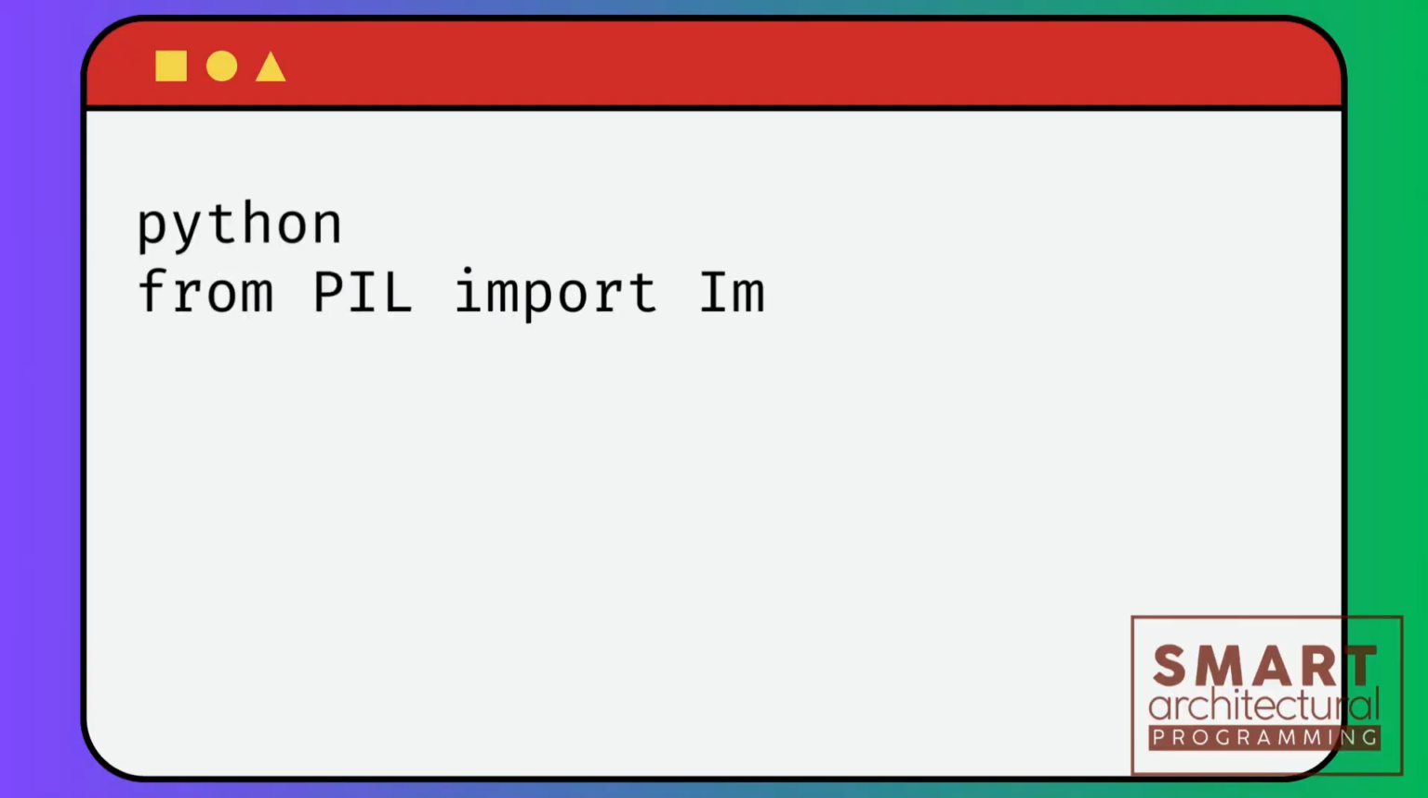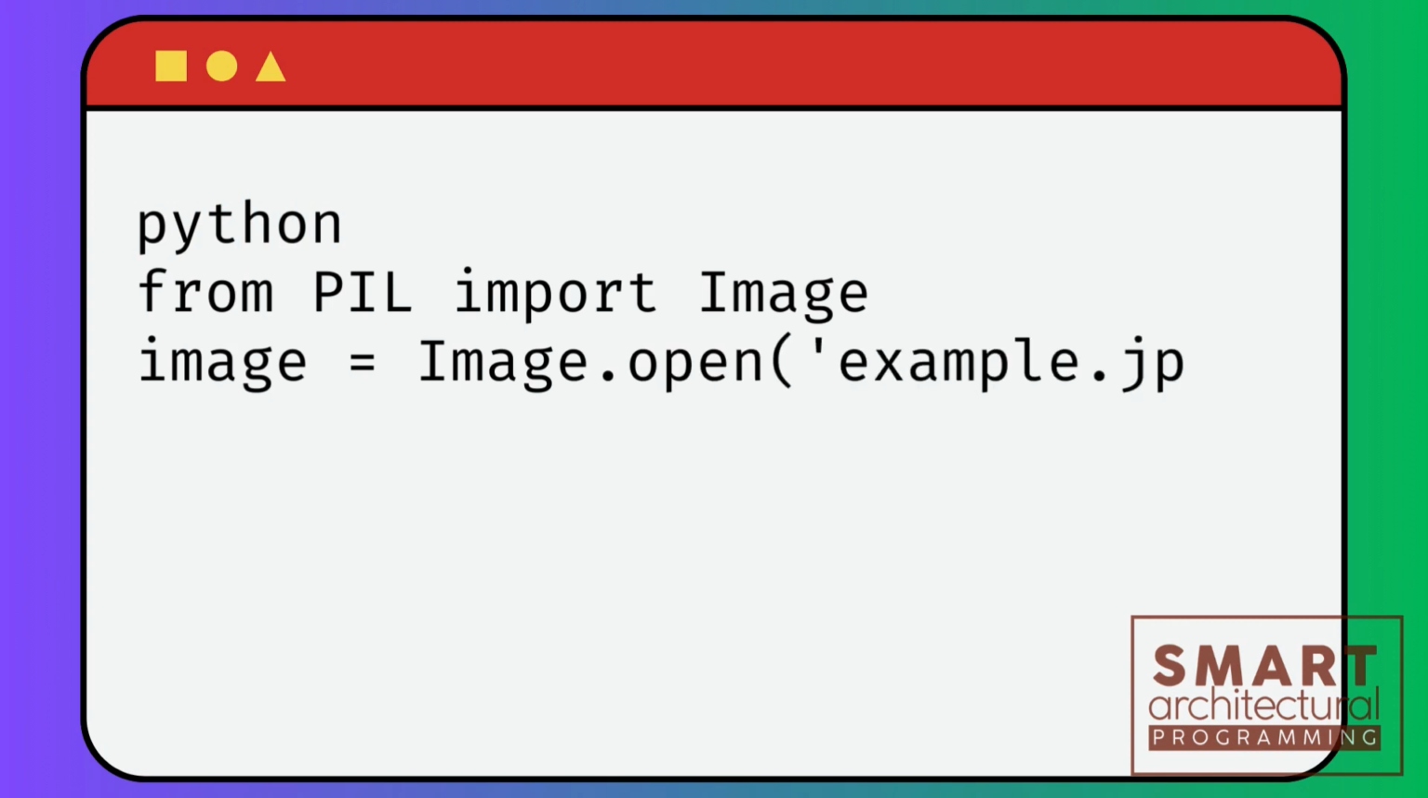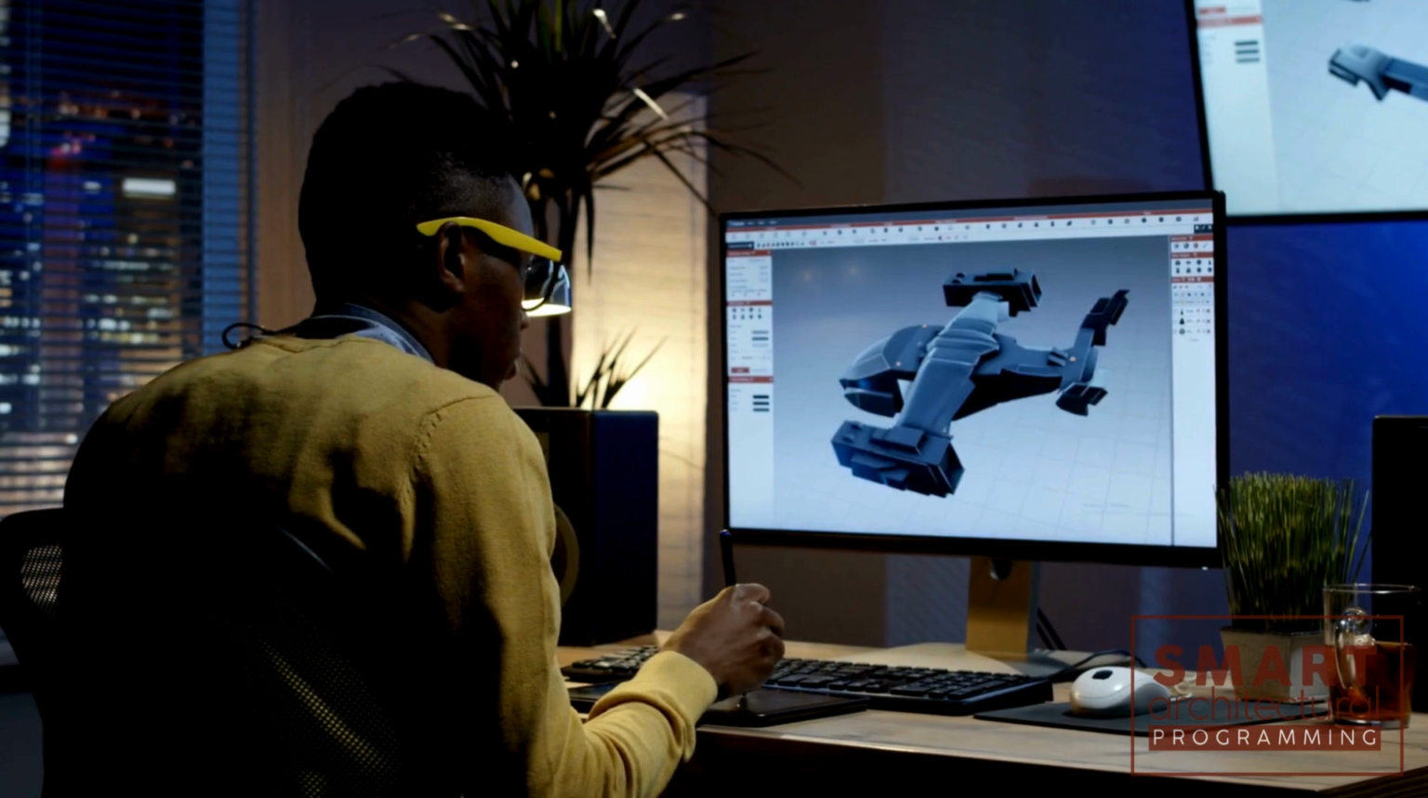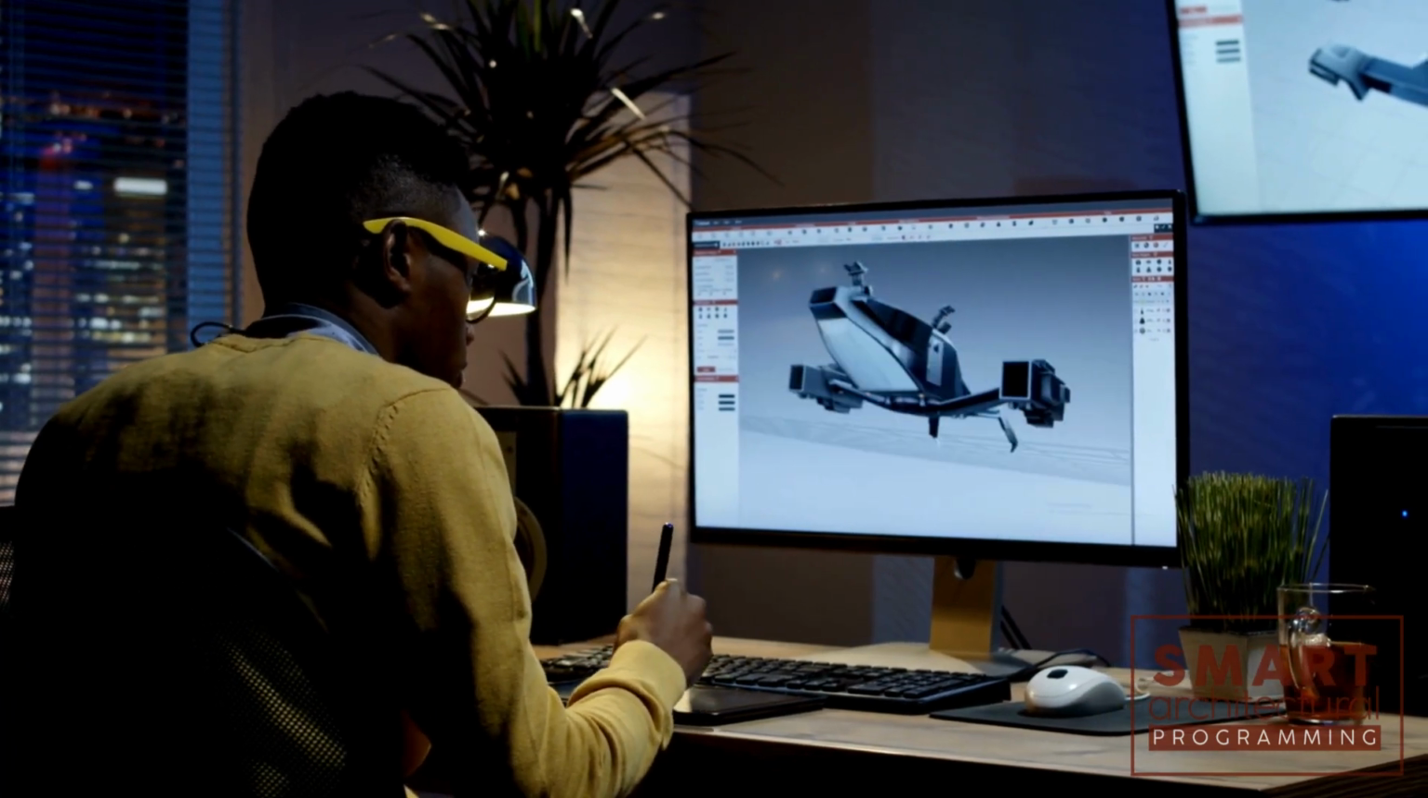We'll start by using the PIL library. Let's read and display an image. With just a few lines, you can open and view any image on your screen.